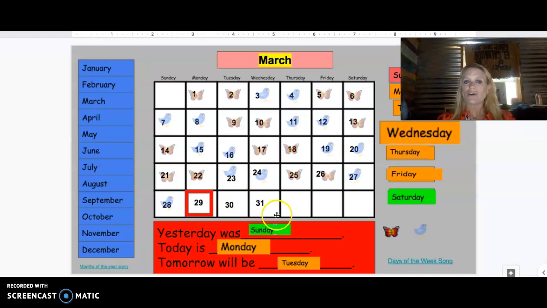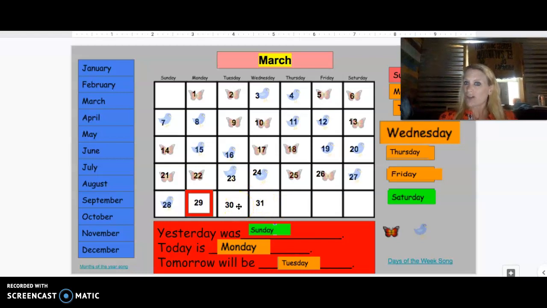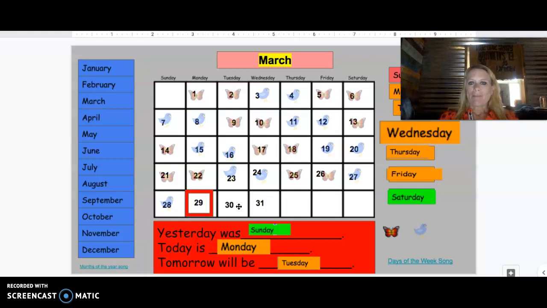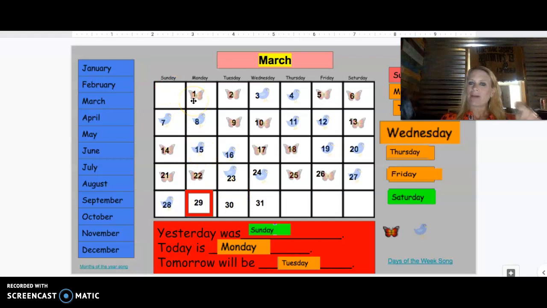Wow, we have 2 more days after this of March, and then we'll start a new month of April. Our pattern has been A, A, B, B. Remember, A is butterfly, butterfly, and then B is bird, bird. So looking at this pattern, I can figure out what comes next. I have butterfly, butterfly, bird, bird. What would today be then? Back to A, butterfly.